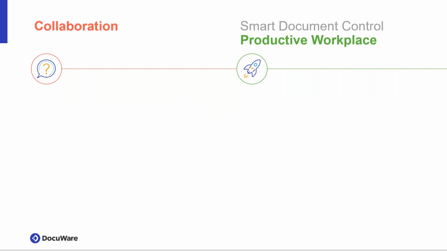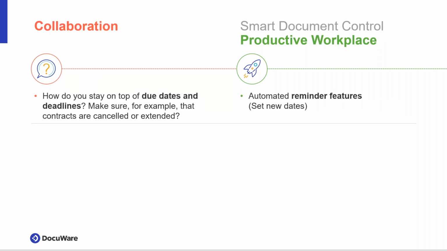Collaboration. So how do people stay on top of due dates and deadlines with contracts, etc.? You know, how do you control that in a paper-based environment, where within a smart document environment, you can automatically set reminders?